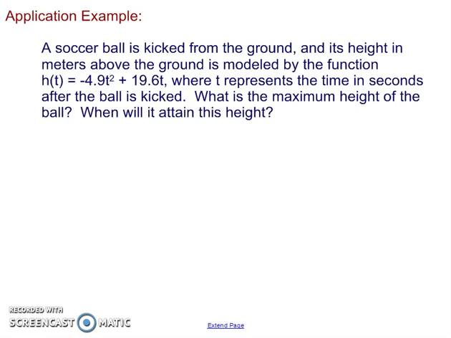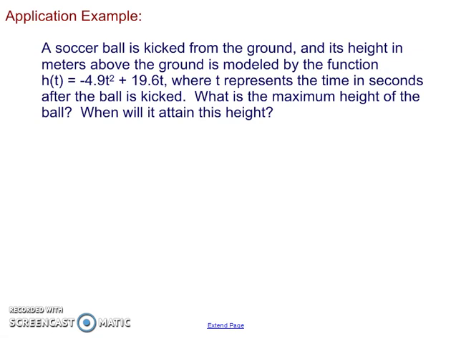Okay, so first thing to notice is that h of t is the same thing as saying f of x. It's the same thing as saying y. Okay, the h and the t represent the height and the time. So h of t means height in terms of time. So the height in terms of time is equal to negative 4.9 times the time squared plus 19.6 times the time. So let's draw this out.